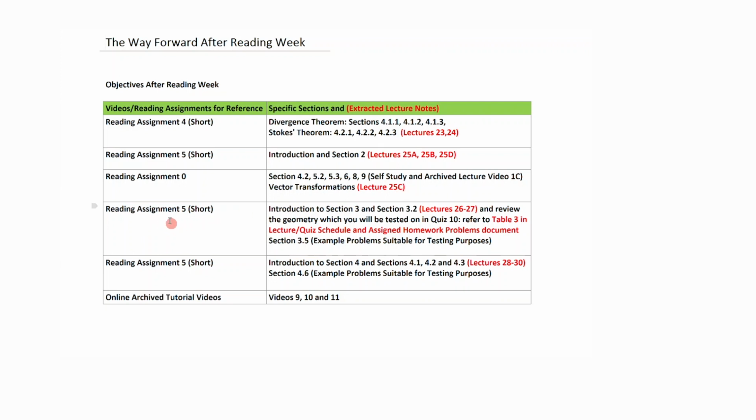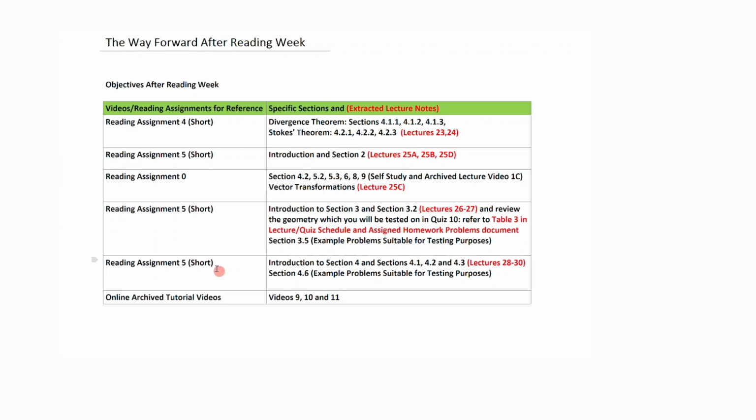And then for reading assignment 5 short, we're going to look at the introduction to section 3 and section 3.2, which is basically the subject of lectures 26 and 27. You will have to review the geometry for which you'll be tested in quiz 10, and for this you need to refer to table 3 in the lecture quiz schedule assigned homework problems document. And section 3.5 gives some example problems suitable for testing purposes.